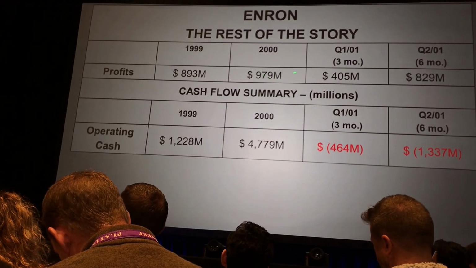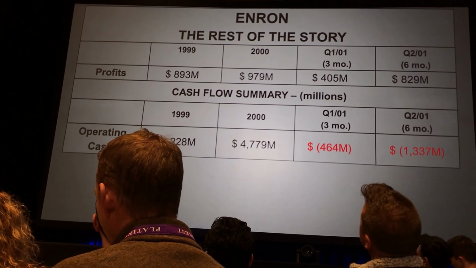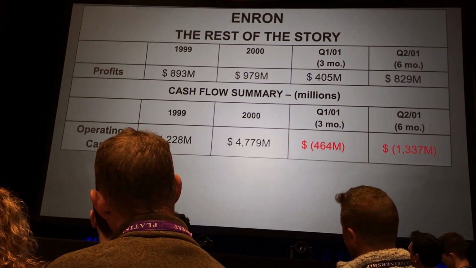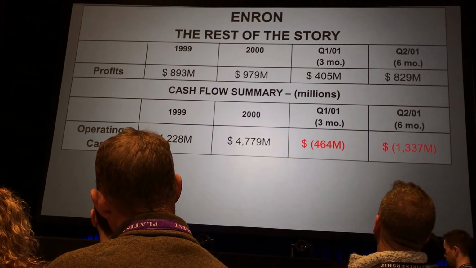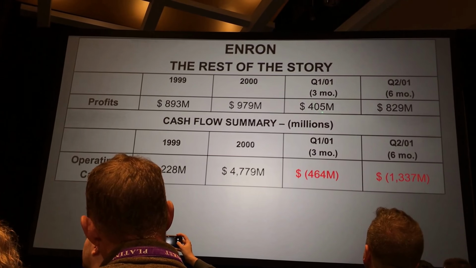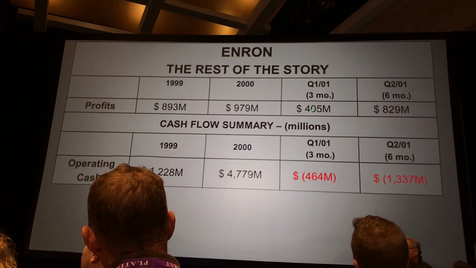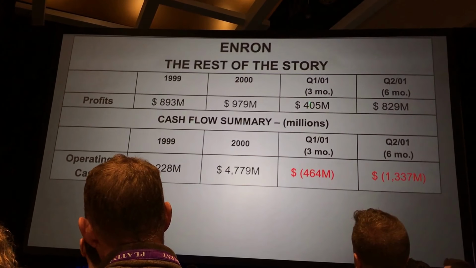That's how they were able to go from $979 million of theoretical profits into $4.8 billion of operating cash. Somebody's behind the curtain throwing levers to make this happen. Look at what happened in Q1. This is when the stock was at 61 a share. Right here, 61 a share.